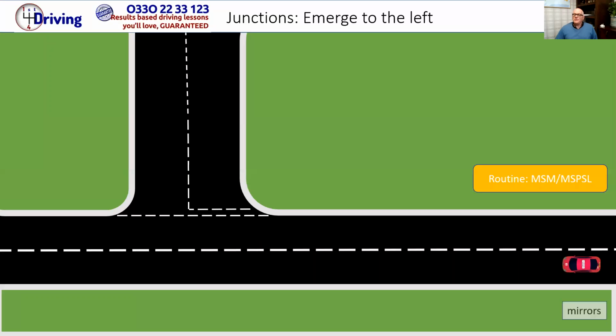Mirrors. Now this time we're turning right. Mirror center and certainly the mirror on the right. And again, a left-hand mirror might be useful. But as I said, you must check the center, you must check the right. The left may be useful. Signal, well, we're turning right, so we're going to pop the right-hand signal on. Let's let people know where we're going.